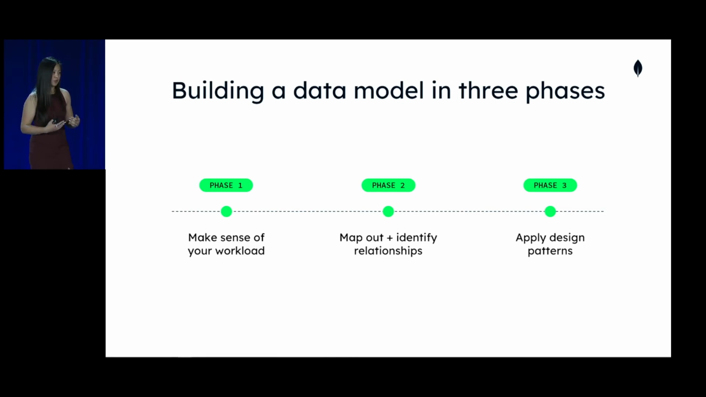This data model is going to evolve just as your application evolves. So it's always a good reminder that once you're done, even if you've gone through all 3 phases, that's not the end of it. You come back to it. You can go through these phases again to continue optimizing the data model as your application evolves.